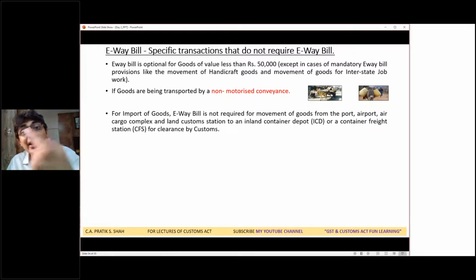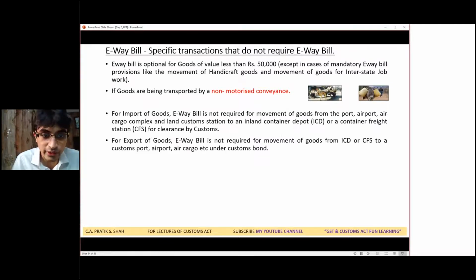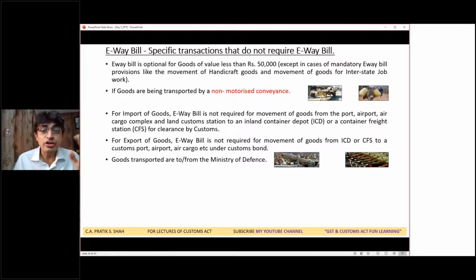When you move the goods from ICD to the custom bonded warehouse, e-way bill is exempt. That is the same point. Correct? Next, when you are moving the goods of the Ministry of Defense, should I prepare e-way bill?